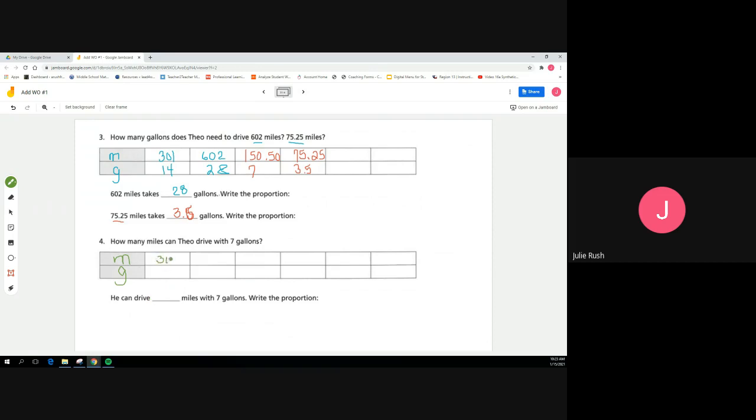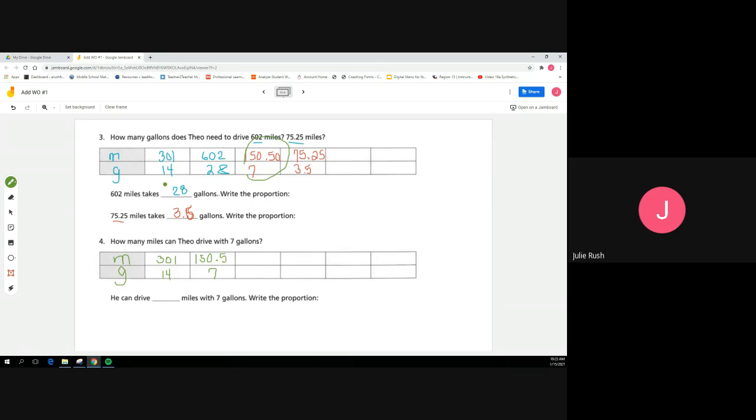301 over 14 is my given ratio. My target is 7. I know the pattern between there. And in fact, we had already answered that question up here. And so we can drive 150.5 miles with 7 gallons of gas.